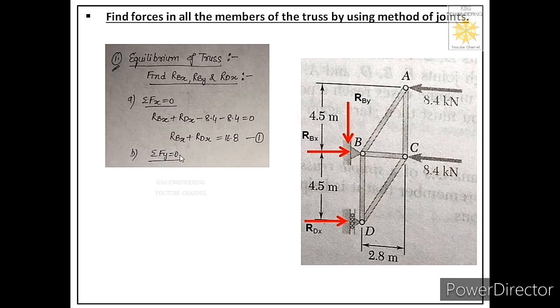Now let us apply the second equation, that is summation Fy equal to 0, and let us see how many forces are acting in y direction. There is only one force, that is Rby, so we will get Rby equal to 0.